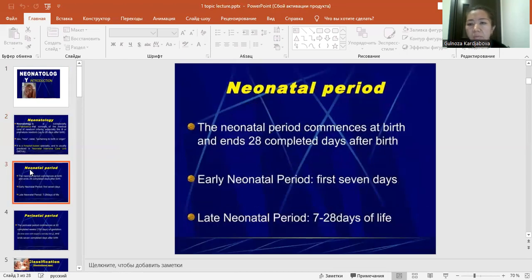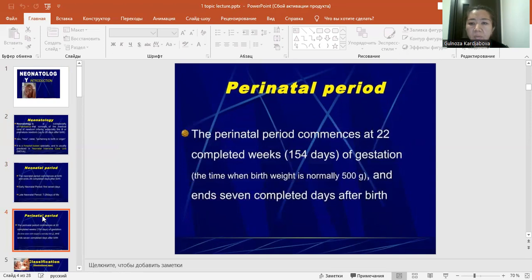The neonatal period we will divide into two periods. First, it is early neonatal, the first 7 days. Second is the late neonatal period, 7 to 28 days of life. Perinatal period. This period commences at 22 completed weeks of gestation and ends 7 complete days after birth.